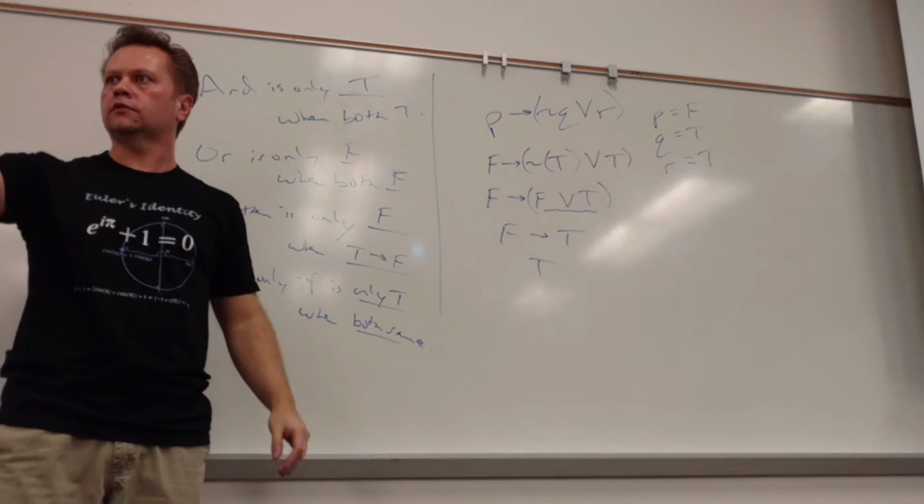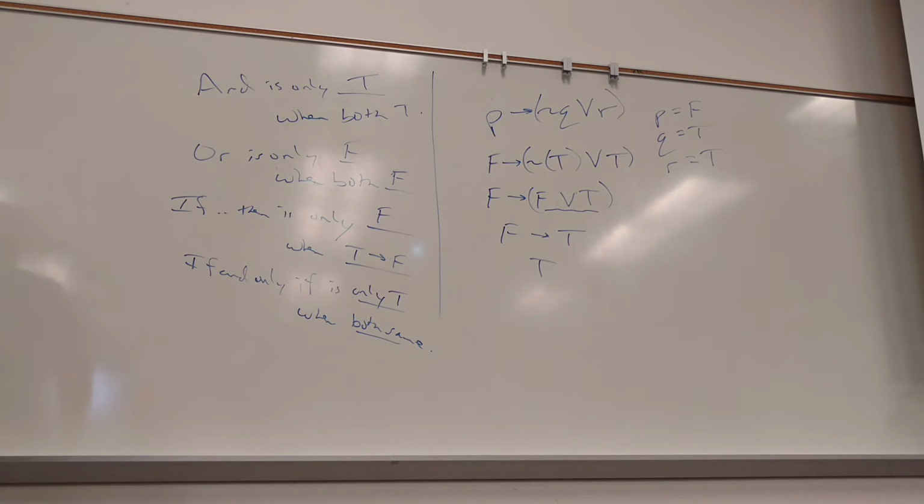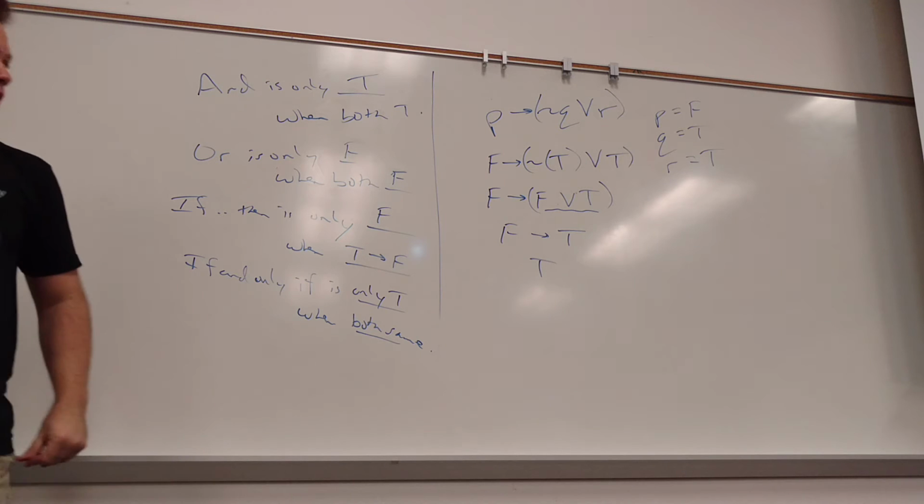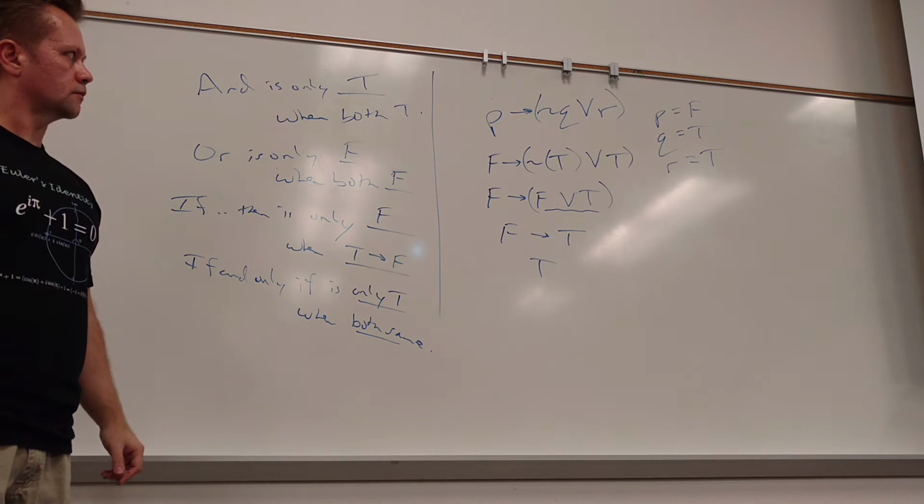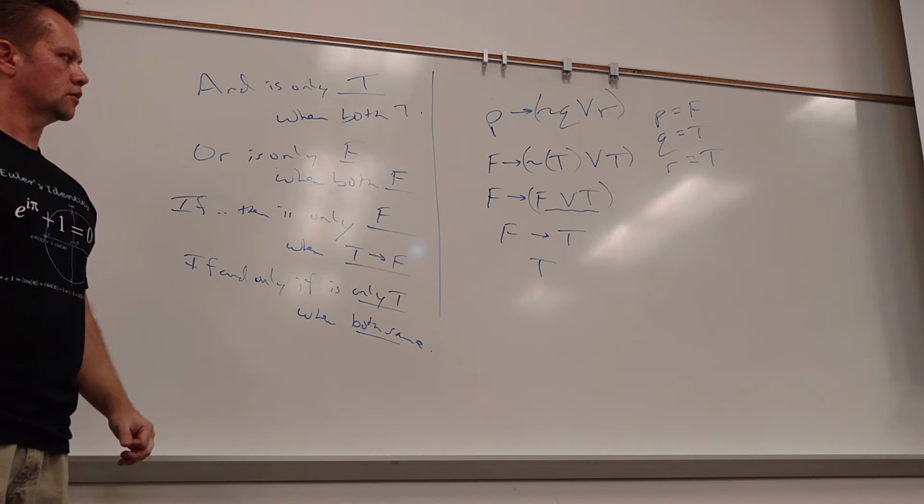This is quick. Yes? A question. That one part where you have F, arrow F, or T. How did that one go to T?